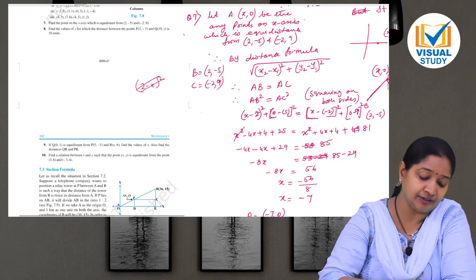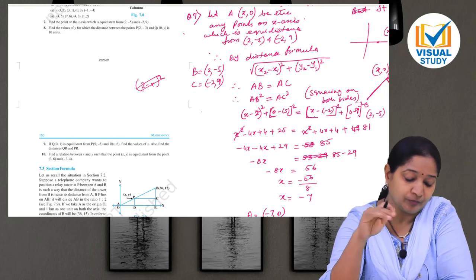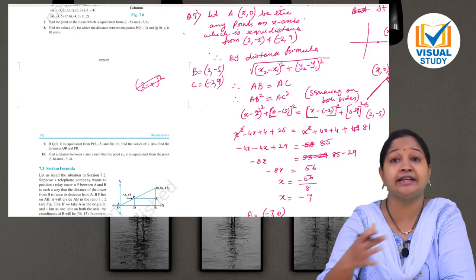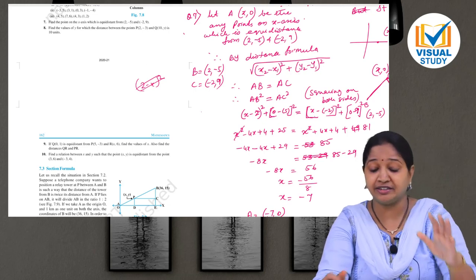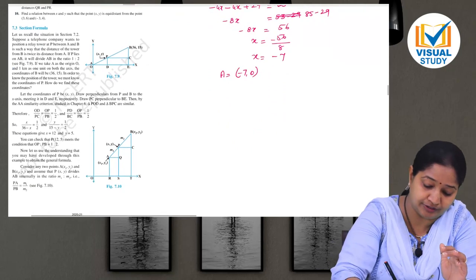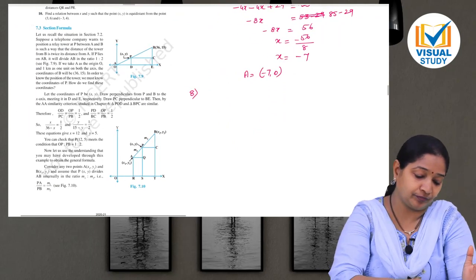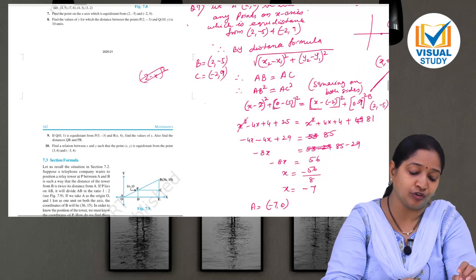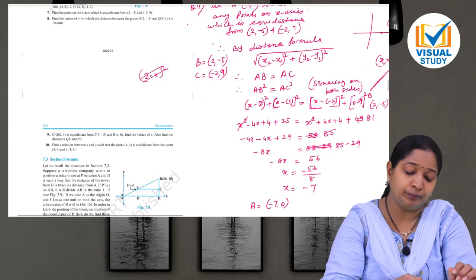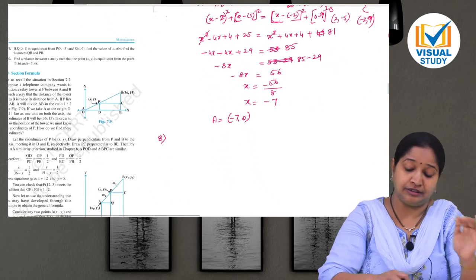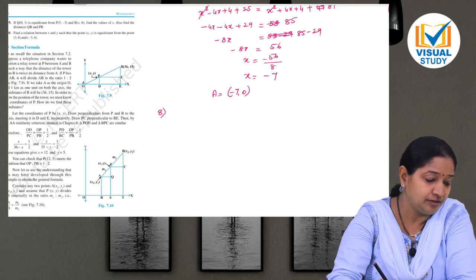What will be your 8th one? Find the value of y for which the distance between P and Q is 10 units. Now they have given us the distance. We'll do it, the 8th one. Find the value of y for which the distance between point P and Q (10, y) is 10.